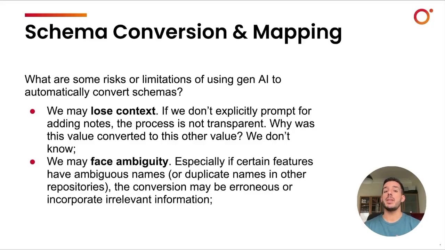And then we may also face ambiguity here, right? Especially if we have certain features that have ambiguous names or duplicate names in other repositories. For example, if revenue means one thing in one dataset and it means another thing in another dataset, then the conversion may be erroneous, or it may incorporate irrelevant information, or it may be confusing because it's using conflicting sources of information or conflicting definitions. So the more that we can be specific about the fields and what they mean, the more that we can tackle this, but ambiguity is always a present problem.